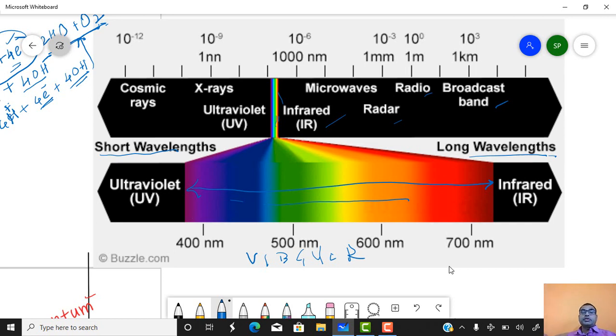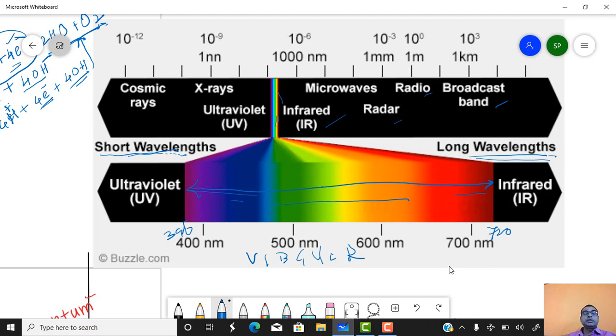Before going to this point, just see some references. This is a light spectrum. Here you observe short wavelengths of light and longer wavelengths of light. This one is the visible spectrum. The visible spectrum ranges from about 390 to approximately 720 nm.